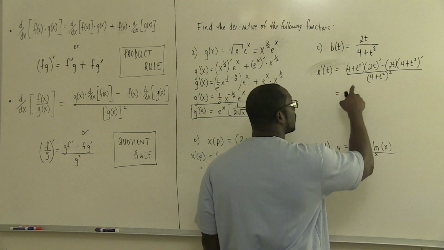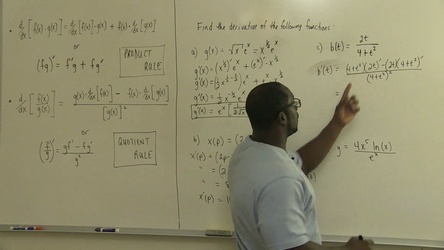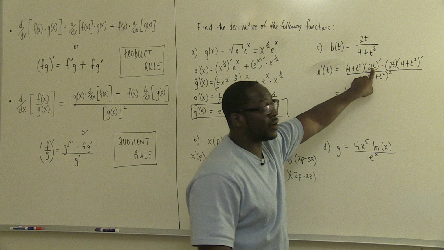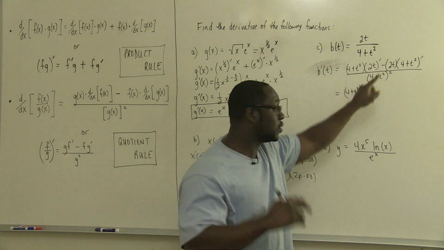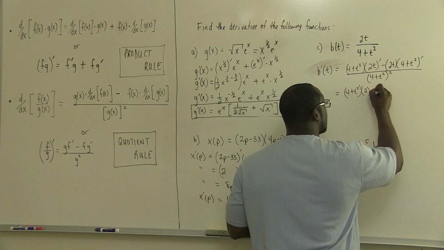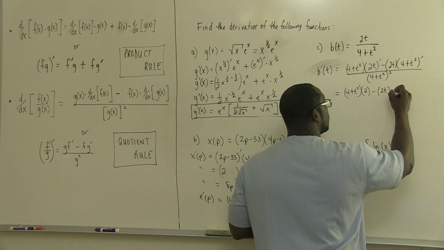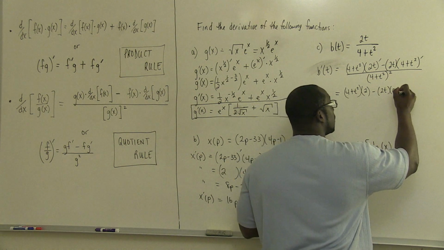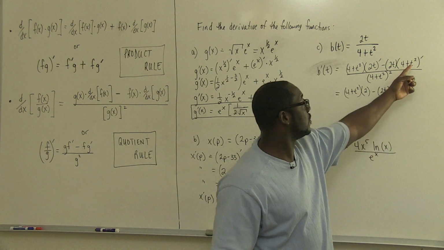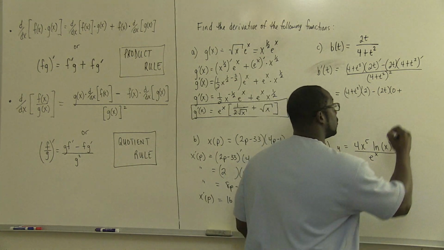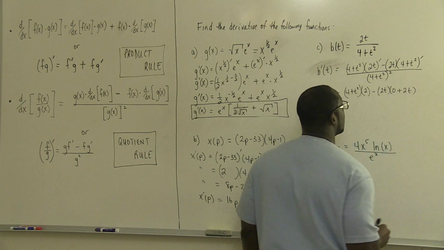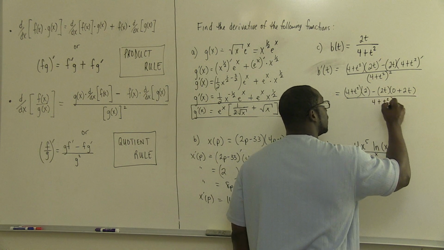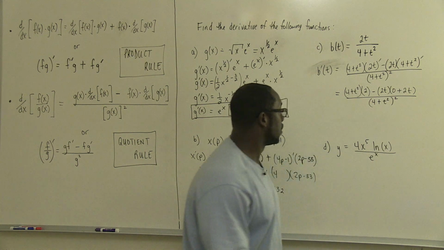And so from this point, we see that we'll just write this the same. The derivative of 2t is just 2. Write 2t, and the derivative of 4 is 0. And the derivative of t squared is just 2t. And all that divided by 4 plus t squared, quantity squared.